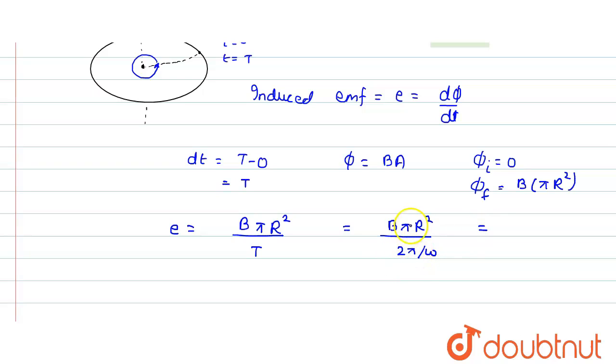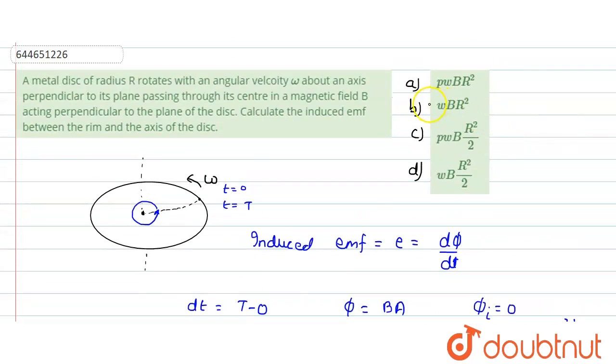So from this expression, this pi and this pi would be cancelled. So it would be B r square omega divided by 2. So this is the correct answer, B r square omega divided by 2. Now if we check the options, which option is the correct option? In option A, p represents pi.